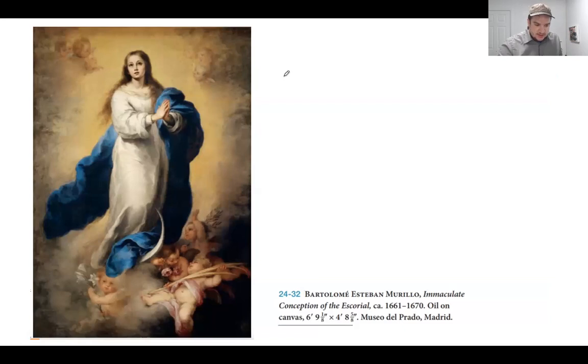So this is Bartolome Esteban Murillo. The interesting thing about this painting is that the Spanish wanted the Virgin's mother also to have been a virgin. They were really concerned about her being as pure as the Virgin. No, as Jesus, as the Christ child. Christ was born pure, without sin. So the Spanish really wanted the Virgin to also have come without sin.